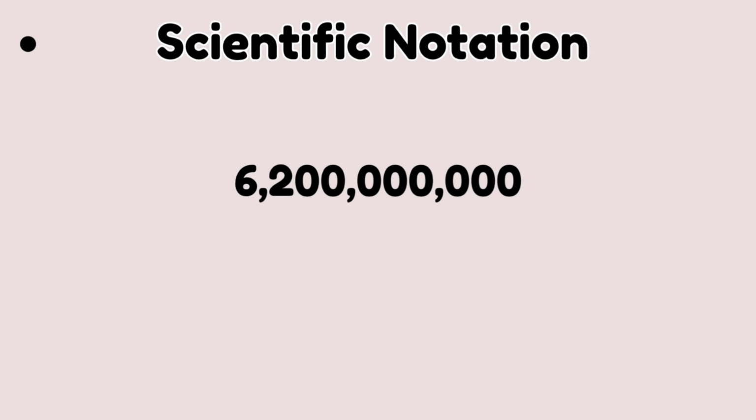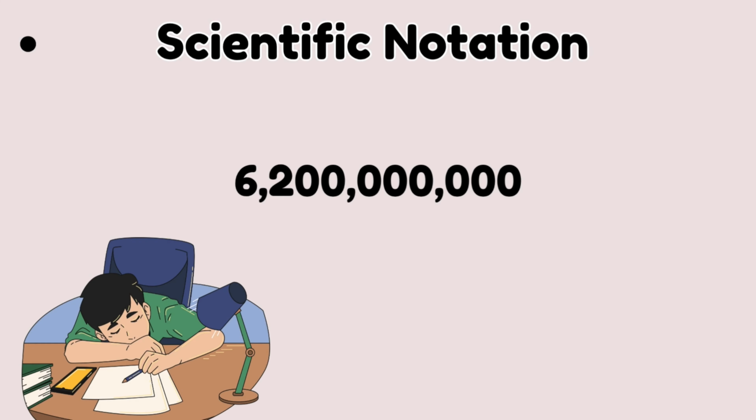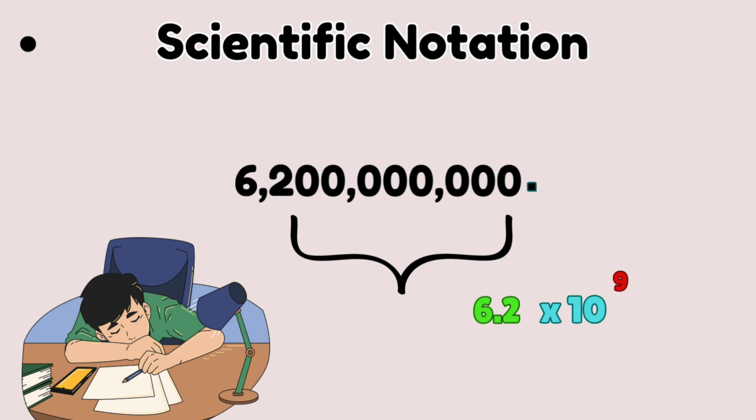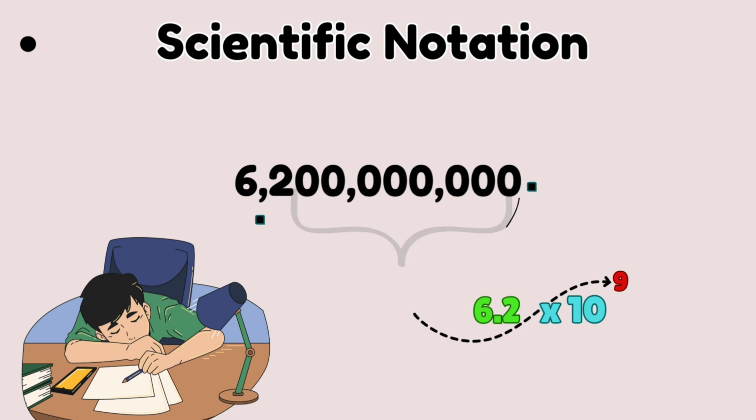Imagine trying to write this: 6,200,000,000. That's a lot of zeros. Now imagine doing that in every science problem. Exhausting, right? Scientific notation is a shortcut. It lets us write huge or tiny numbers using powers of 10. Here's how it works. You take a number between 1 and 10, in this case, 6.2, and multiply it by 10 raised to a power. That power tells us how many times to shift the decimal.